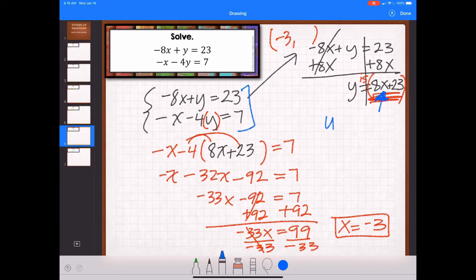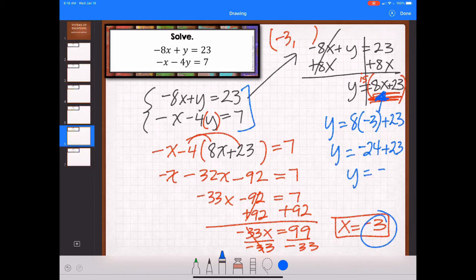Personally, I think it's easier just to plug it into the equation that I had solved out for the variable. So here I'm going to go y equals 8, parentheses, my x value is negative 3, so I'm putting negative 3 here, plus 23. And then simplify. 8 times negative 3 is negative 24 plus 23. So I get y equals negative 1. And so then now that's my solution here. So my final answer would be negative 3, negative 1.